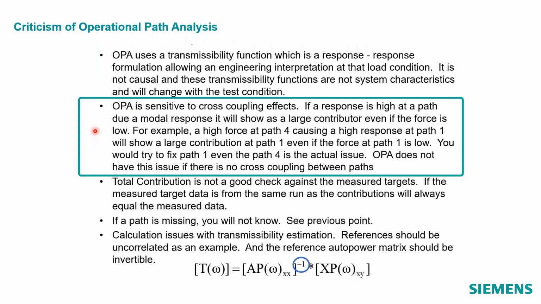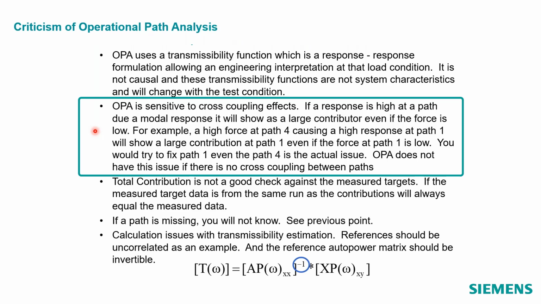Operational path analysis is also sensitive to cross-coupling. So basically, if I have a high response at a particular path, so maybe path number 1 is moving a lot, that's going to show up as a large contributor, even if there's no force there. So we have an example where we have a high force at path 4 that causes a large dynamic response at point 1 due to the modal behavior of the structure.